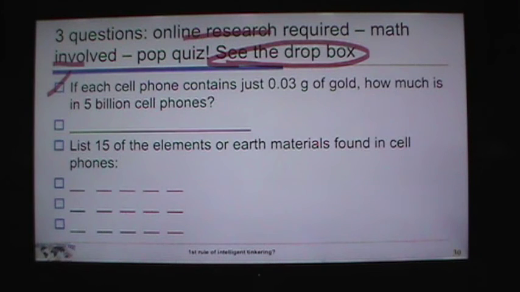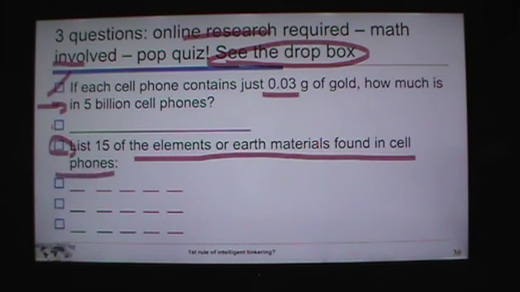All right, talking about cell phones. If each cell phone contains just 0.03 grams of gold, it's fairly small, how much gold, grams or kilograms or tons, however you want to put it, is there in the 5 billion cell phones on the earth? Maybe more than that. How much gold is in there? That's one question. A little math involved. And the second part of this is where the research comes in. What are the 15 elements or earth metals found in cell phones?